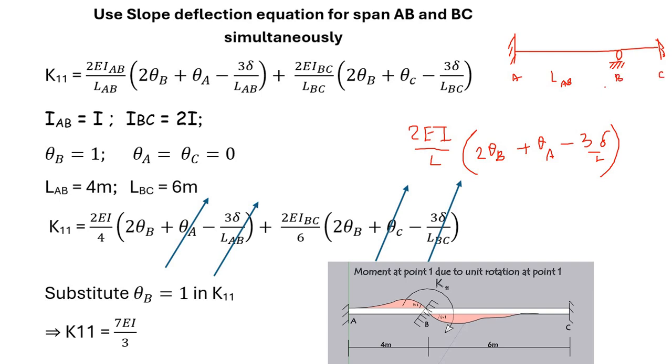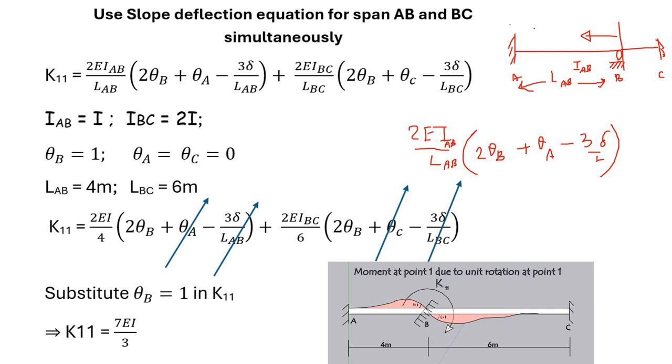I will explain only for one span. So for this span AB, you have a value I_AB, and the length is L_AB. So here we can write I_AB, and here you can write L_AB. Now if you apply from this point, it is 2 theta B plus theta A minus 3 delta by L.